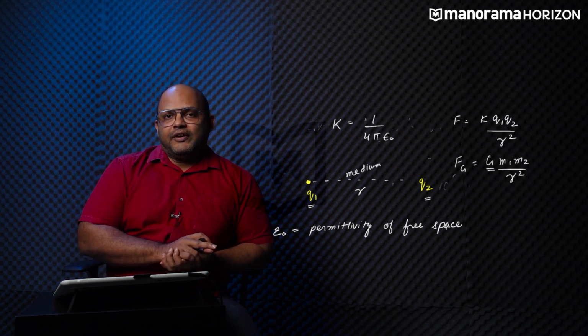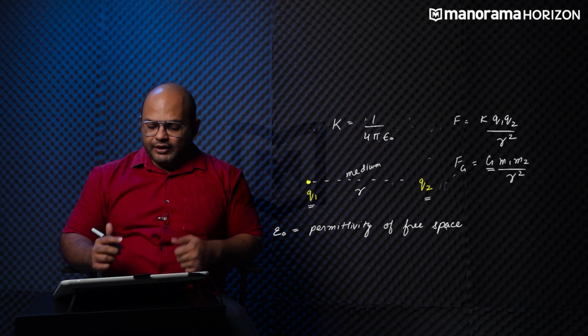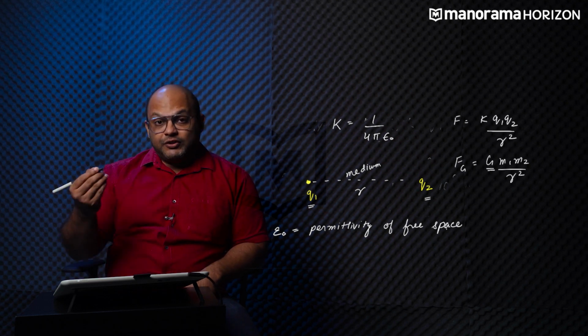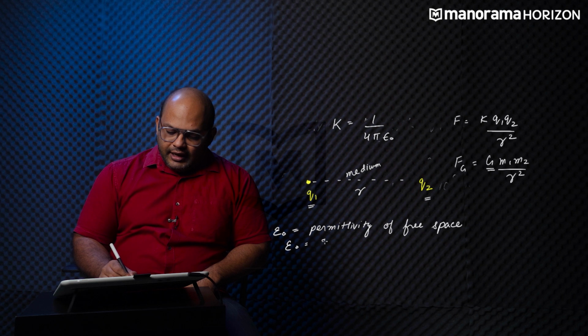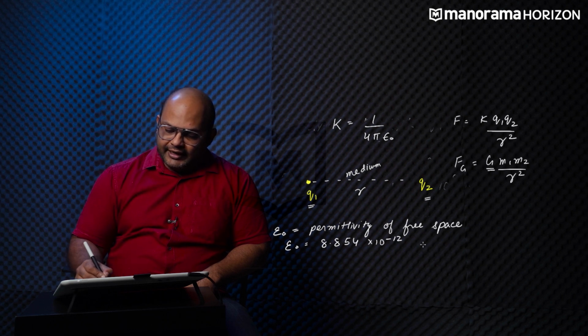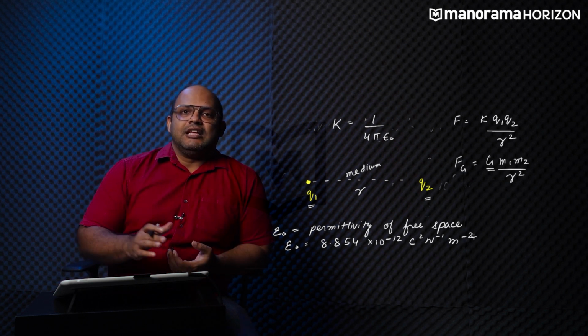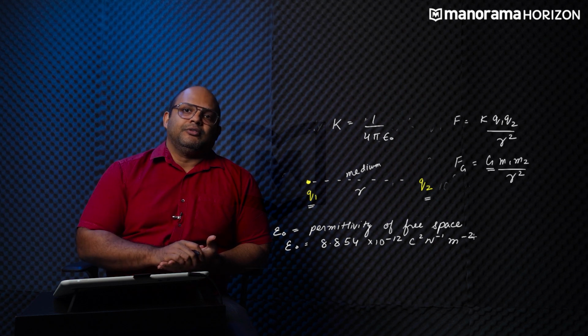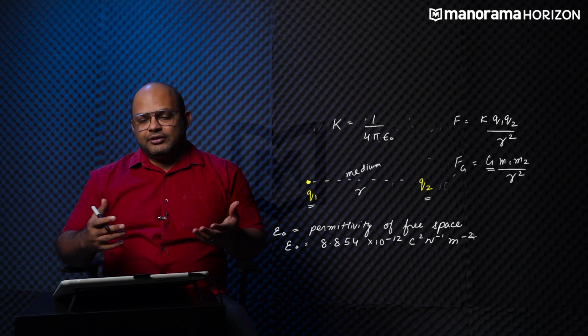between them. In fact, this property has been measured to a very high precision for free space, and epsilon naught for free space, for a vacuum, actually has the value 8.854 times 10 to the power negative 12 Coulomb squared per Newton per meter squared. This is the permittivity of free space. The permittivity of air is also very close to this value, so you can use them interchangeably.